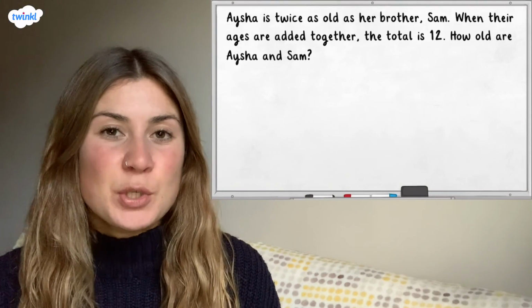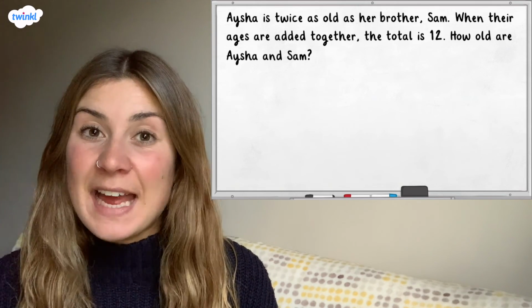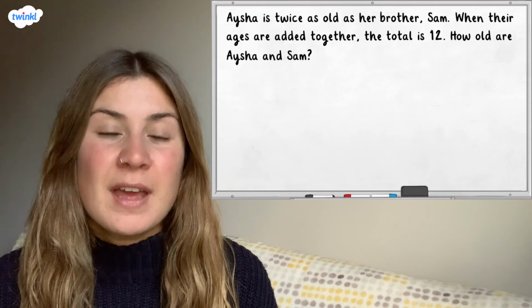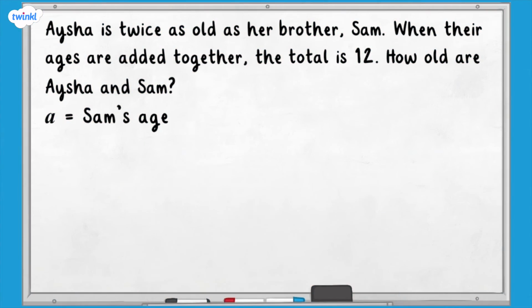Now it's time for a challenge. Aisha is twice as old as her brother Sam. When their ages are added together, the total is 12. How old are Aisha and Sam? Can you write an equation to help solve this problem? Use A to represent Sam's age. Unpause the video if you need a clue.